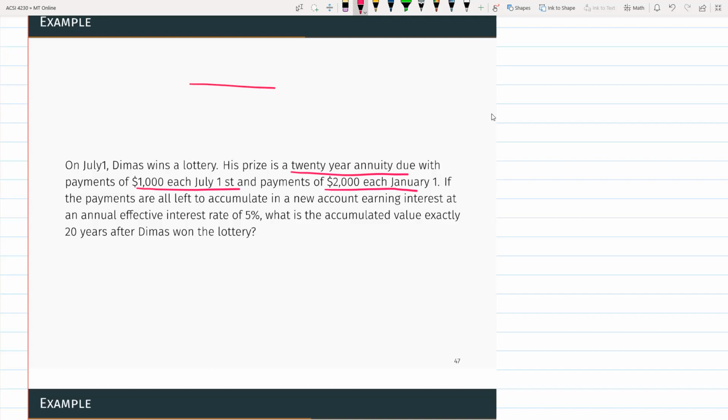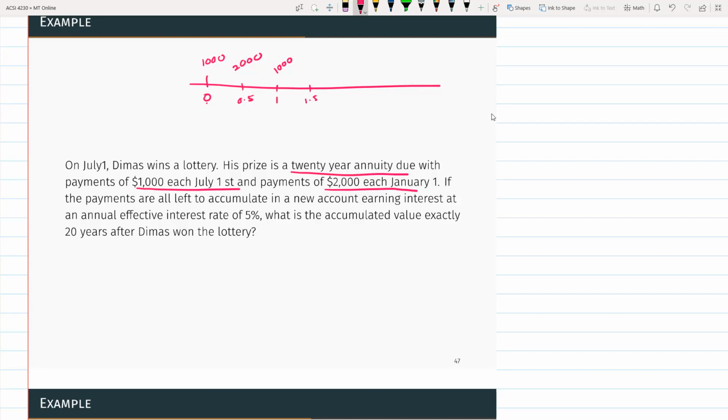So let's draw the timeline and see what this means. Here is 0. Annuity due, so right away you start with $1,000, then 0.5, 2,000, 1, 1,000. 0.5 means, basically, if this is the beginning of the year, yes, I know it's July 1st, but if you think of it as just the beginning of the year for this particular problem, then January is like half of that year. So that's why I put 0.5.